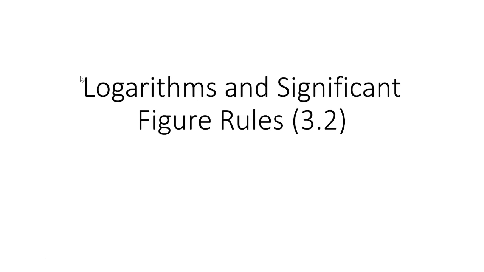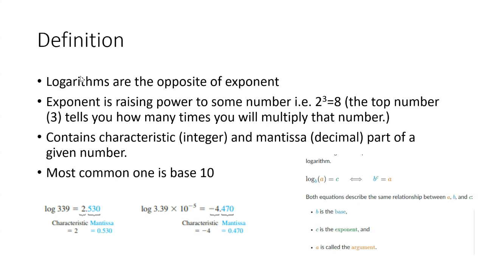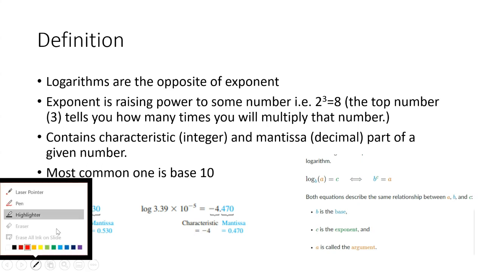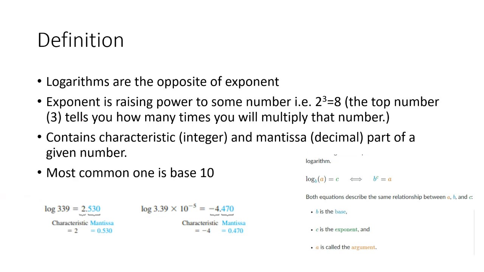All right, today I'm going to do a lecture on logarithms and significant figure rules with logarithms and anti-logarithms. By definition, a logarithm is just the opposite of an exponent. An exponent is basically raising a number to a power. For example, 2 to the 3 is equal to 8.